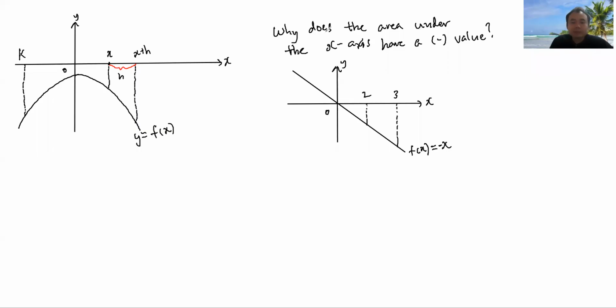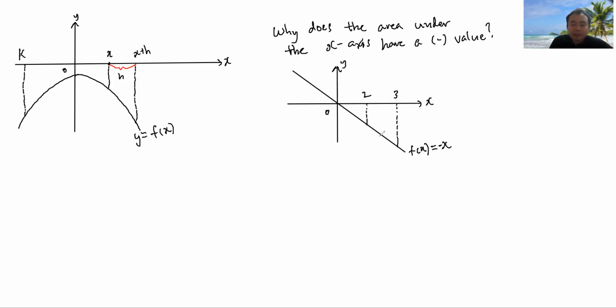Hi guys, today we're going to discuss why the area under the x-axis has a negative value. Why is it the case? A lot of students have done integration and definite integrals, and they know that when you do a definite integral, you're basically finding the area bounded by the graph, the function, the axis, and the limits. But why is it that if that area happens to be below the x-axis, it turns out to be a negative value? It doesn't quite make sense to have a negative area.